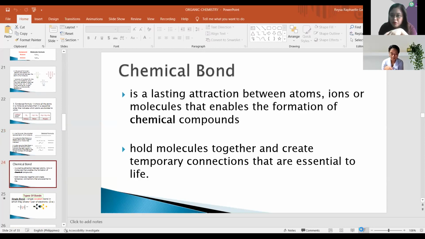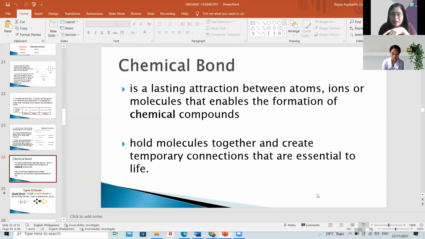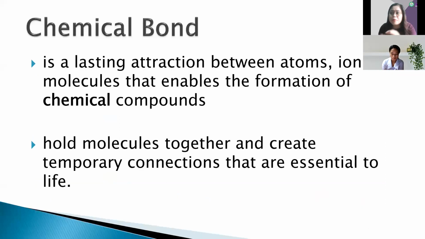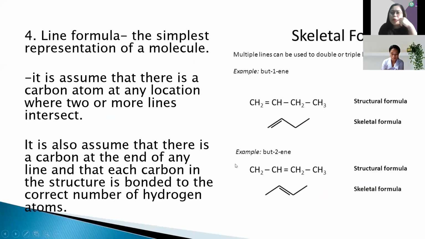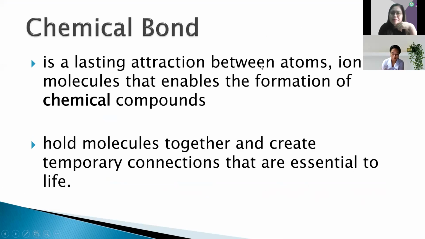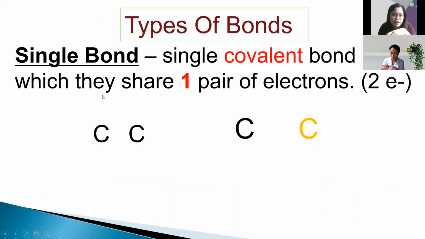So we will move on with the chemical bond. So do not forget, chemical bonds is the attraction between our atoms or our ions that enables the formation of our compound. So the chemical bond actually holds together our atoms para nga ma-form yung ating molecule. So we have types of bonds here.